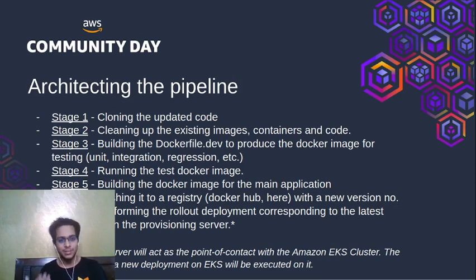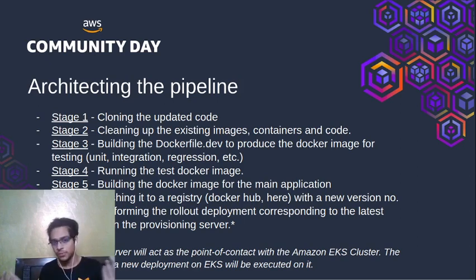Now let's say if the tests pass, then our pipeline is going to move to stage 5, wherein the main application's Docker image is going to be built, right? The main image, not the testing one, the main application. And stage 6 is about pushing that built image for the main application to a registry, to Docker Hub.